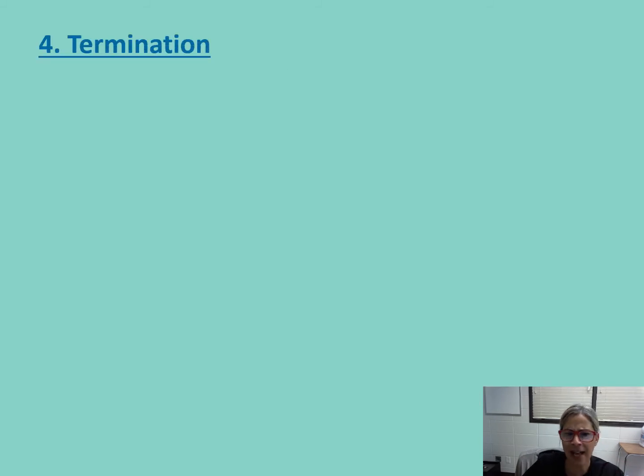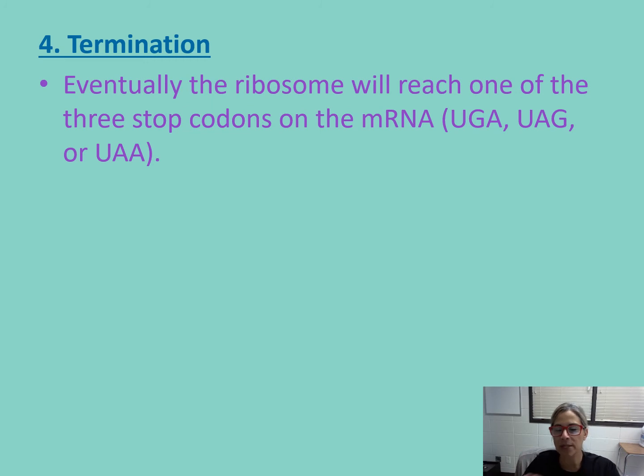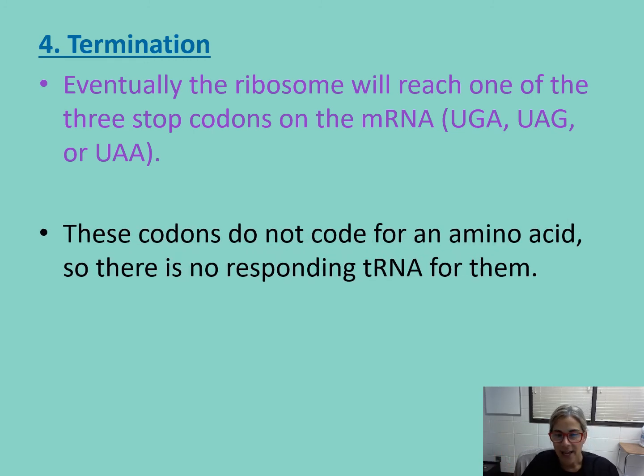And then the last thing, as the name implies, is termination. Eventually the ribosome is reading those codons, reading those codons, reading those codons, and then eventually it gets to one of those stop codons. So remember, on your codon chart, you have 3 stop codons, UGA, UAG, or UAA. So as soon as the ribosome reads one of those, that is a stop codon because it does not code for an amino acid.